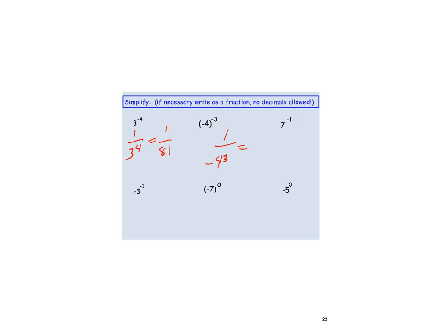Okay, and now negative 4 to the 3rd, so it's 1 over negative 64, or you could write it as just negative 1/64. Okay, so the idea of it being an odd exponent will keep a negative. So that's just a heads up there.